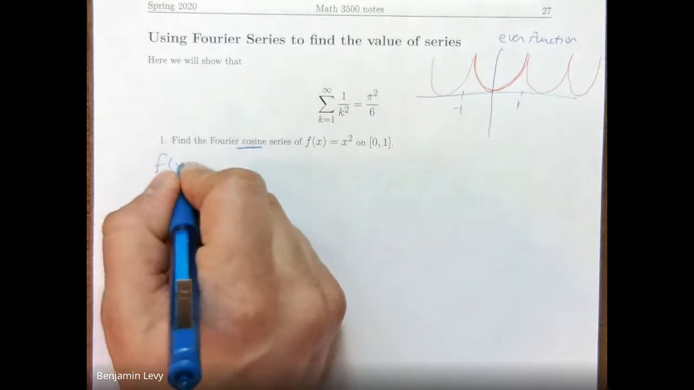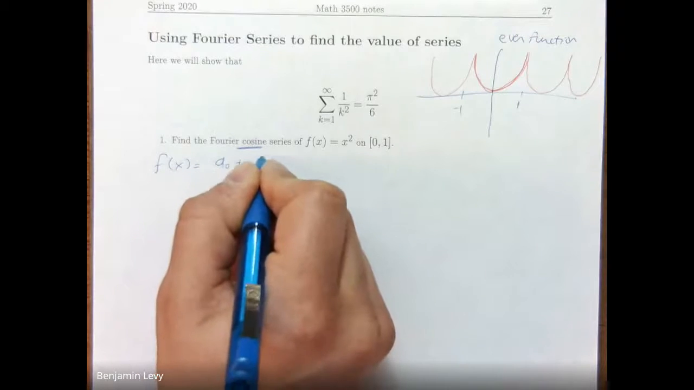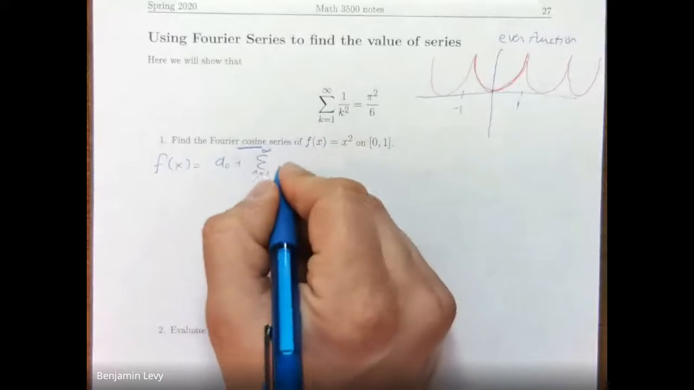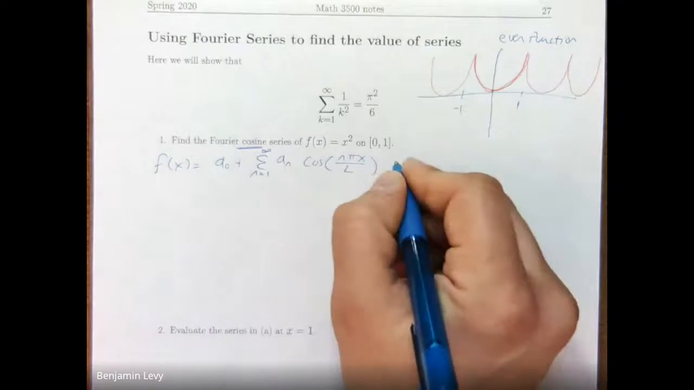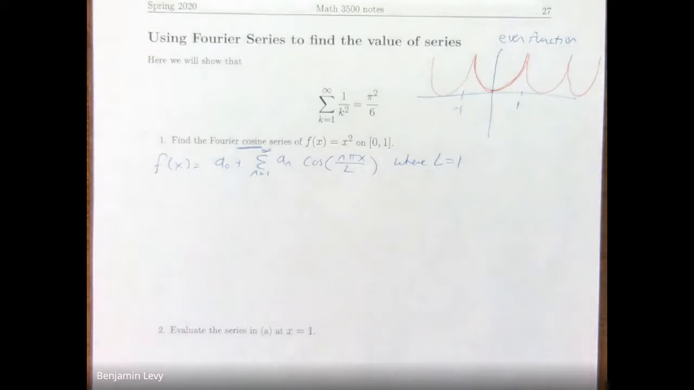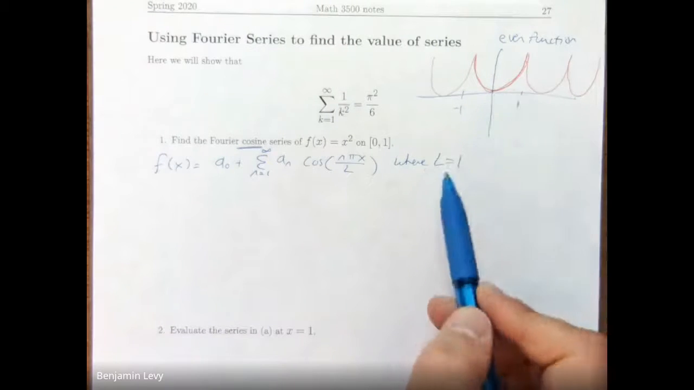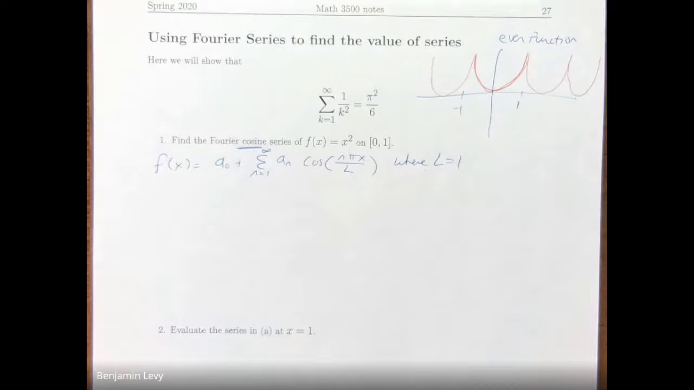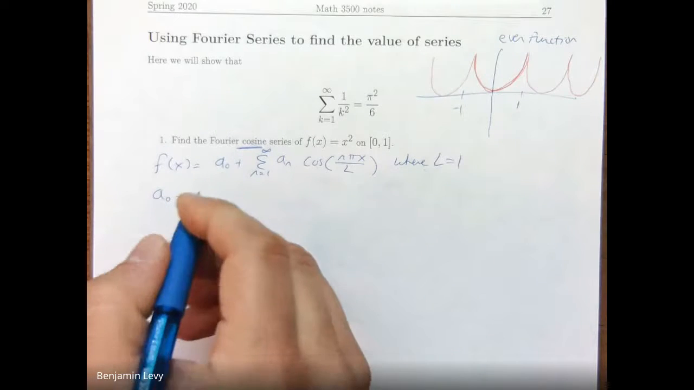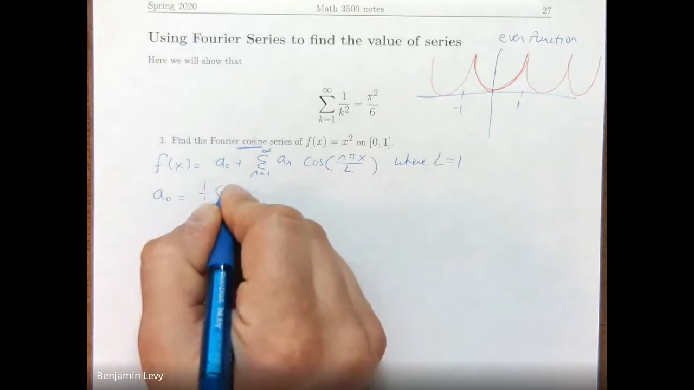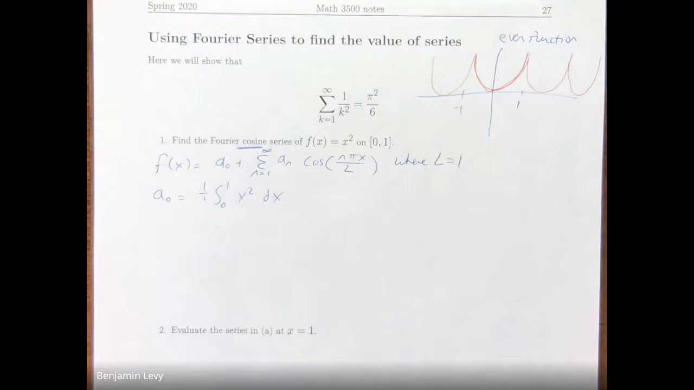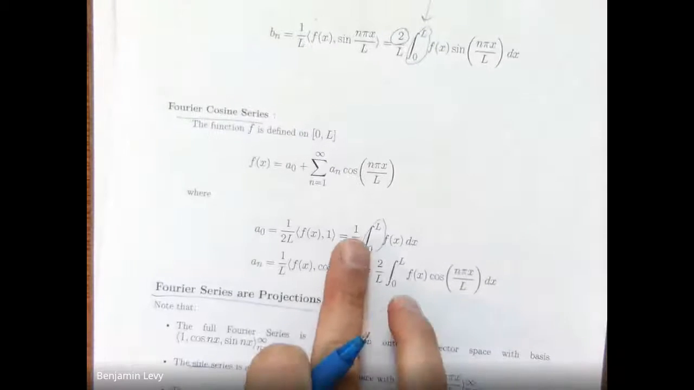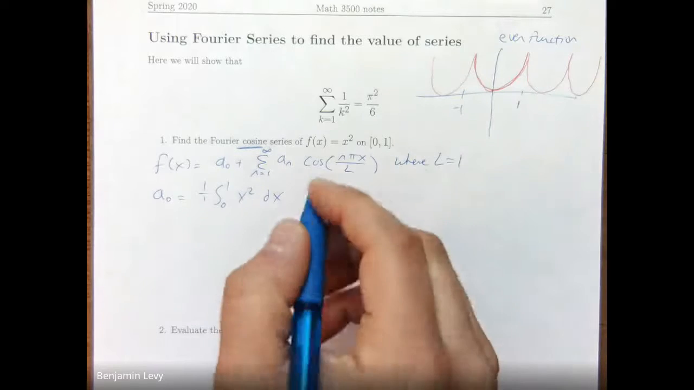And so we know our Fourier series, I'm just going to write down that formula, is this. Right, so L is 1 in this case because we're going from 0 to 1. And then we know the formula for a0 and an, right? So a0 is going to be 1 over L, integral from 0 to L, x squared dx. I'm literally just writing down these two formulas here. So I'm going to use that formula first. That's a nice, easy one to do.